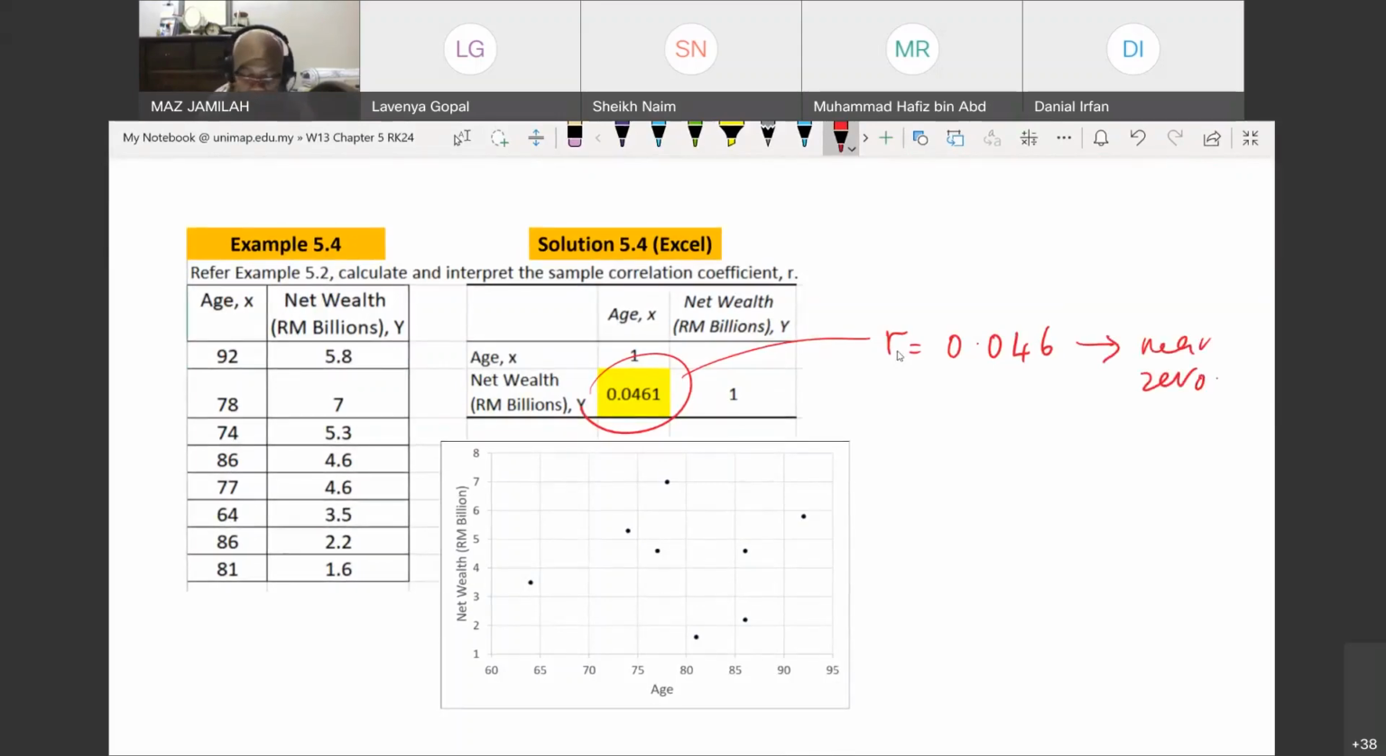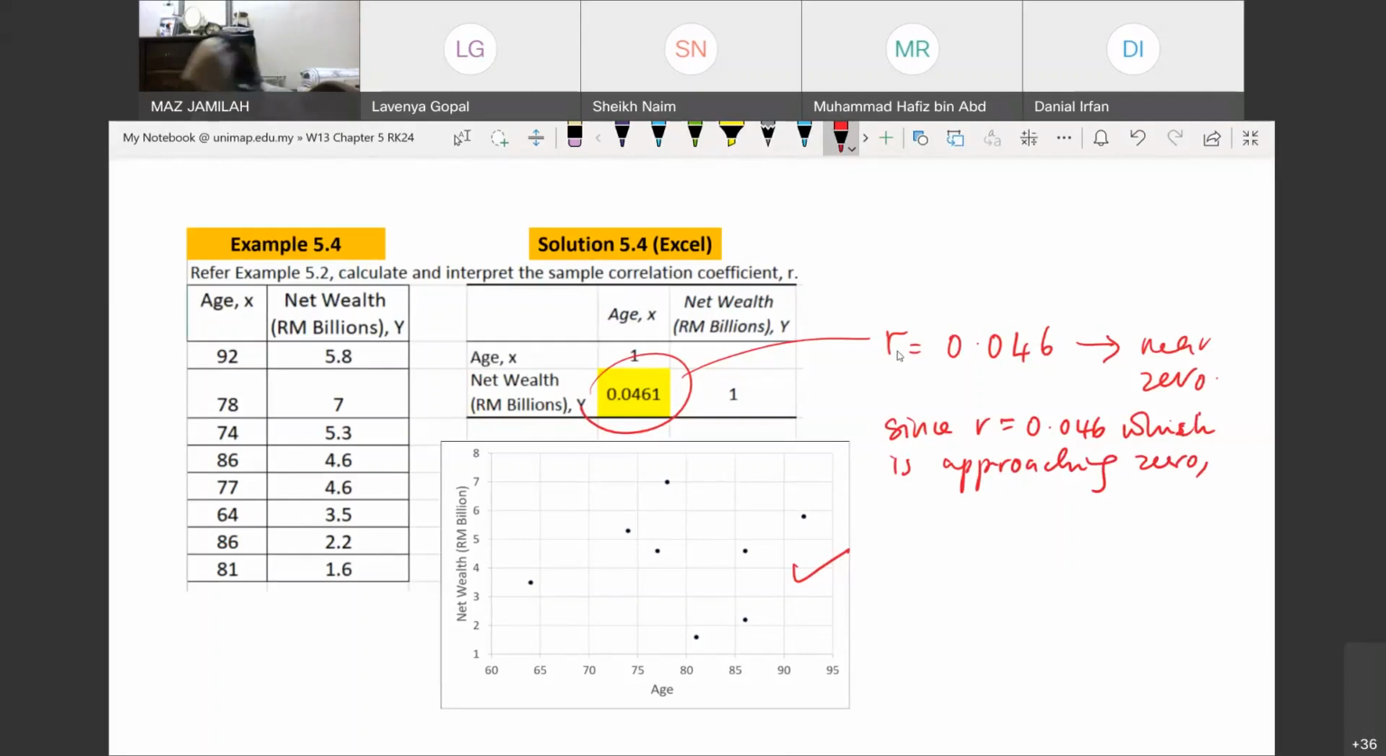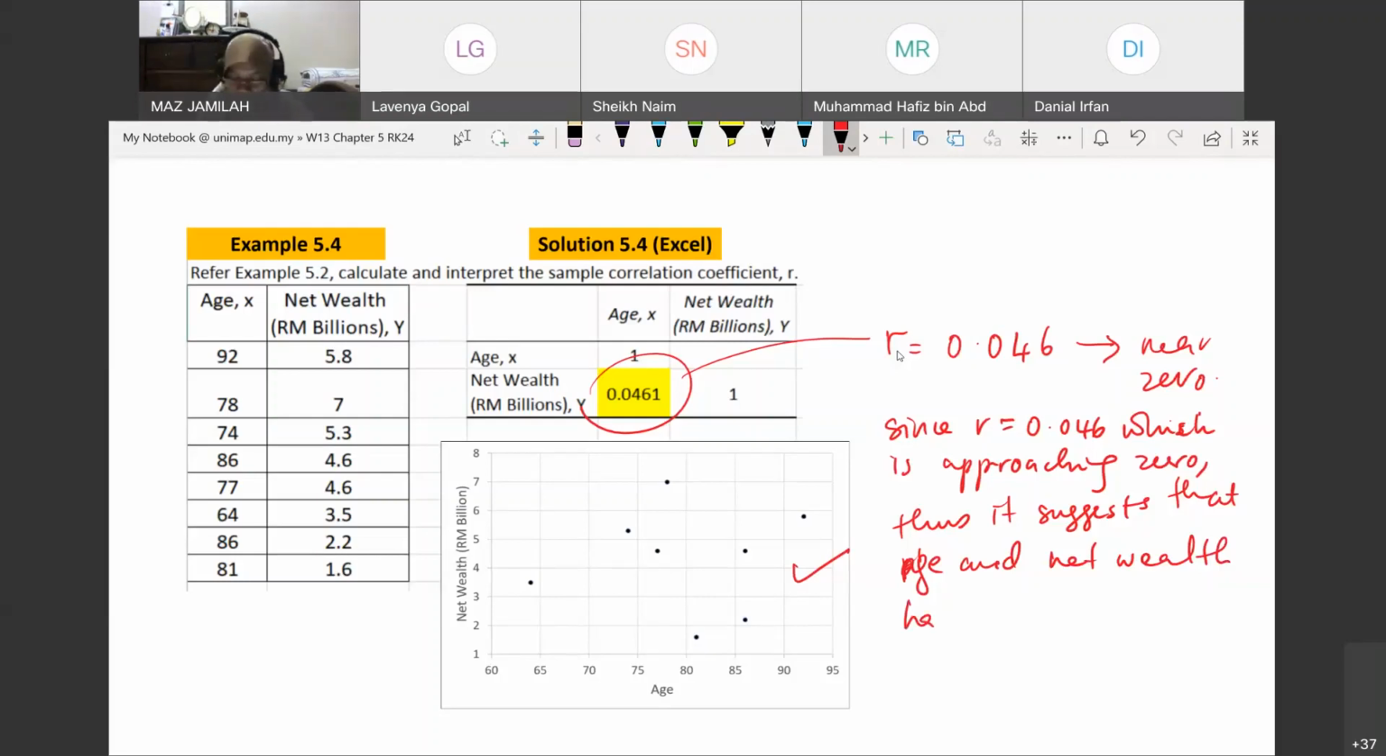Okay, so we know from the plot as well, we cannot really tell what the relationship is between the X and Y. So what we can comment from here is that, since R is equal to 0.046, which is approaching 0, thus it suggests that the age and net wealth have a very weak relationship.